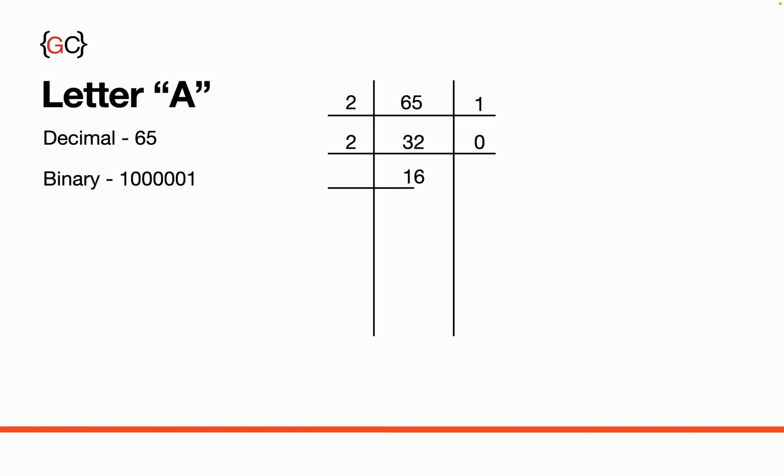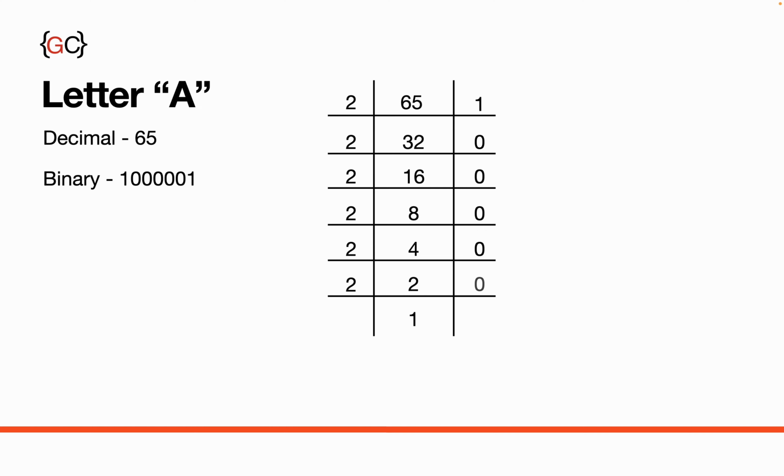If we divide 32 by 2 again, we will get the outcome as 16 and the remainder will be 0. If we divide it by 2 again, we will get 8 as the outcome and the remainder will be 0. We can divide it by 2 again, the outcome will be 4 and the remainder will be 0. If we divide it by 2 again, we will get the outcome as 2 and the remainder will be 0. If we divide it by 2 again, we will get the outcome as 1 and the remainder will be 0. And we will read this binary from bottom to top. So we will read it in this way. And you can see the sequence is 1000001. So that's how we can convert decimal letter into its binary equivalent.